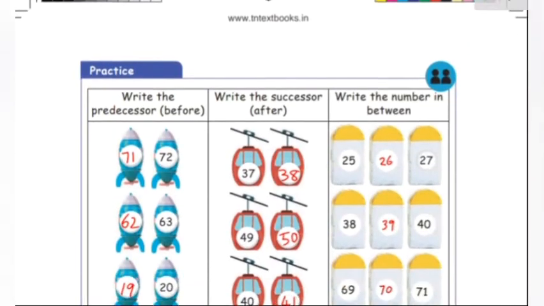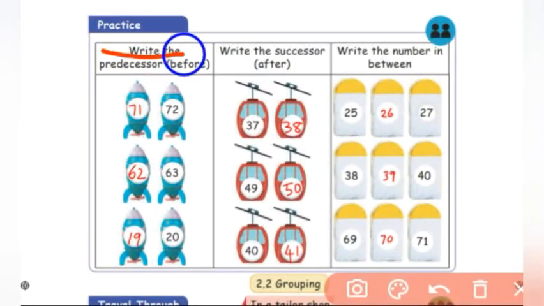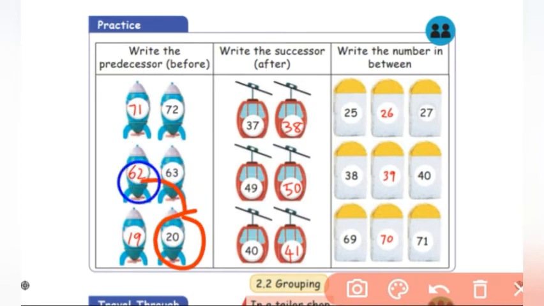Next, write the predecessor or before. We have to write the before number. See here 72. Which number comes before 72? It's a 71. Before 63 it's a 62. Before 20 it's a 19.